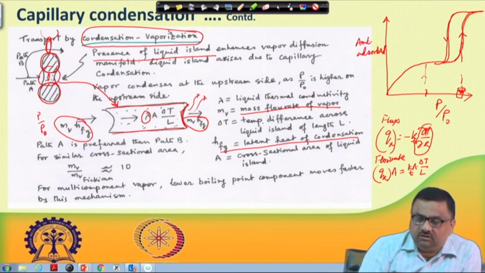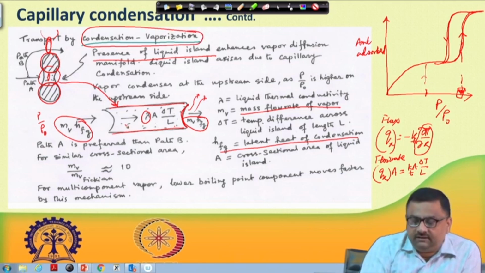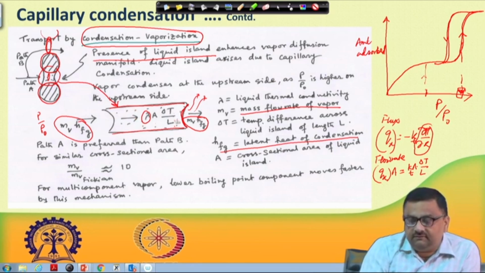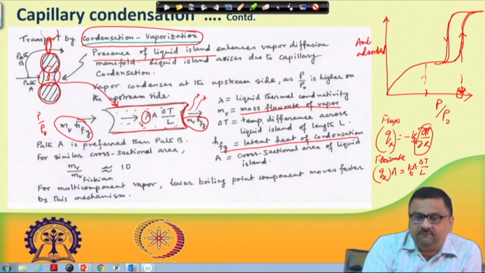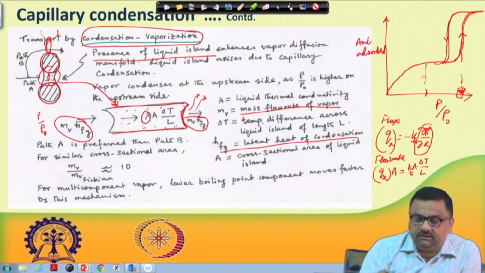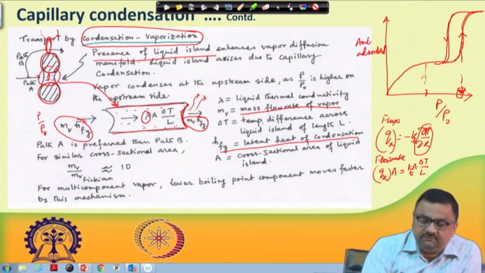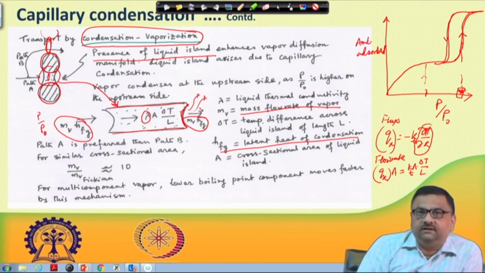That means it has to condense first and then provide the heat. That heat will travel to the other side, and from this side it will be continuously accumulating. So, this pore will be filled with liquid; from this side you are providing the liquid and from this side it is continuously evaporating. By this method of condensation vaporization, a transport mechanism develops.